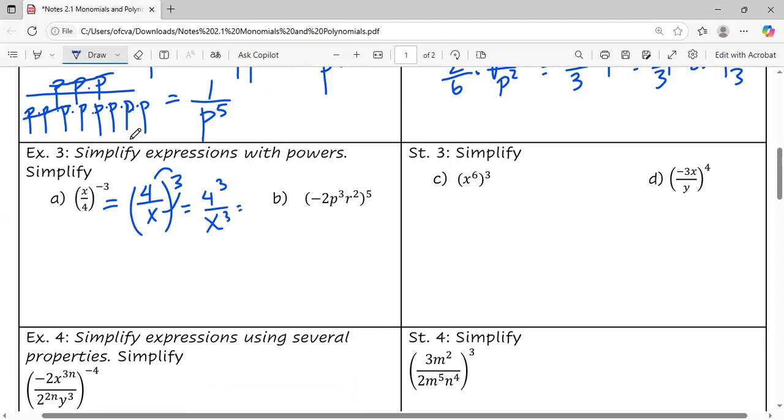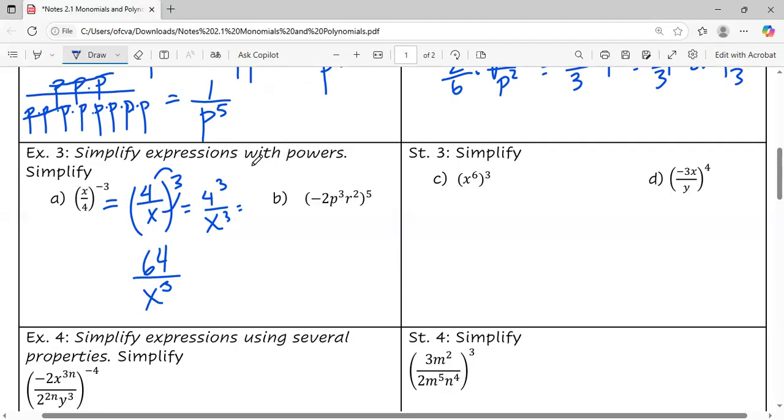And you can simplify 4 to the 3rd because that's a base as a regular number, it's a constant. So it becomes 64. 4 times 4 times 4. Remember, it's not 4 times 3. It's 4 times 4 times 4. And then over x to the 3rd. Now, notice that this one is also not a monomial because you have a variable on the bottom, on the denominator.